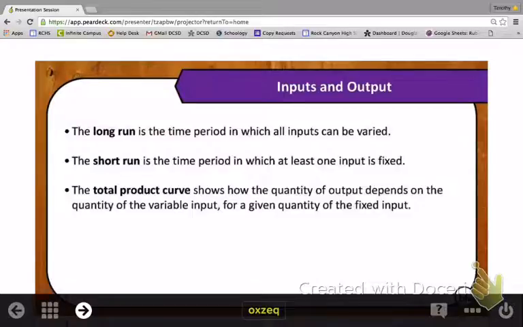And so firms have what is called a total product curve. Okay? And the total product curve shows how the quantity of output depends on the quantity of the variable input for a given quantity of the fixed input. So this would be true over the short run, which is too brief a time period to alter our plant capacity. So the capital or plant size is fixed in the short run, but as I said, in the long run, the firm can change the quantities of all resources employed, including the capital plant size.